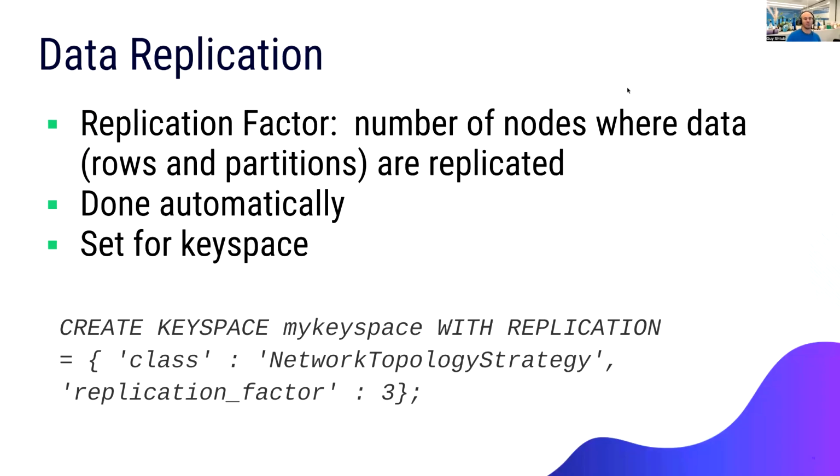So an important setting is called the replication factor, sometimes abbreviated as RF. And replication factor is simply the number of nodes where data are replicated. Okay, this is set for the key space. A key space is a container of tables. And here you can see a very simple example of how to create a key space. You simply define the name and you define the replication factor, in this case to be 3.